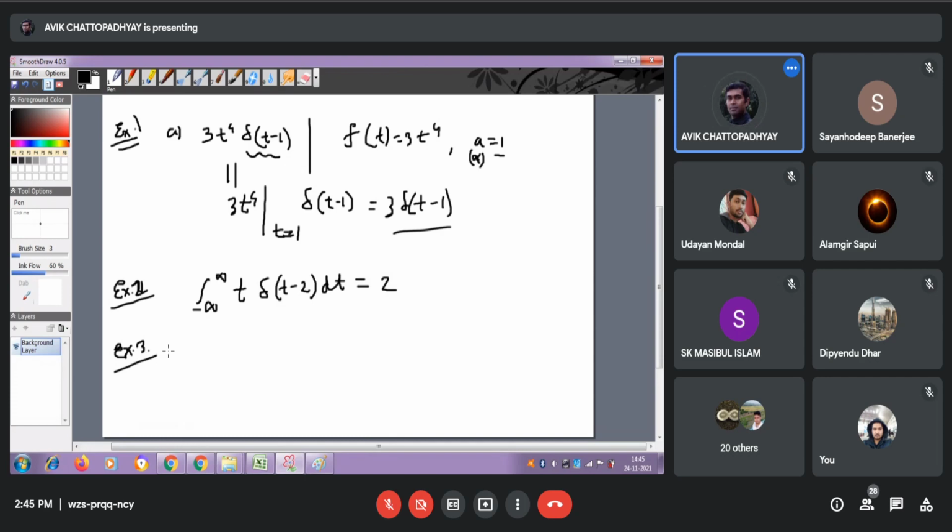Take example 3. Here the expression given is t square, then delta prime, please note it is delta prime t minus 3. Evaluate or reduce this just by applying the formula. Tell me, anyone. 9 delta t minus 3.